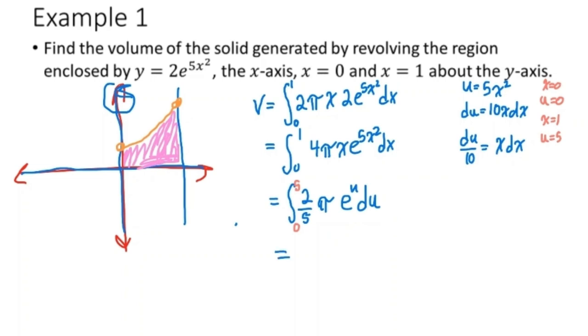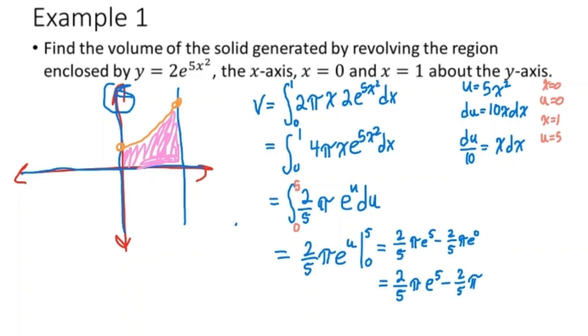Now find our antiderivative. The antiderivative of 2 over 5 pi e to the u would be 2 over 5 pi e to the u, which would be evaluated from 0 to 5. And if we plug in our bounds and simplify, we get that the volume of our solid is 2/5 pi e to the 5 minus 2/5 pi.